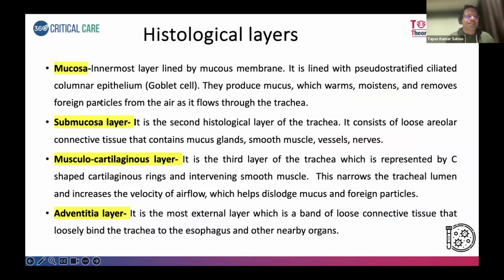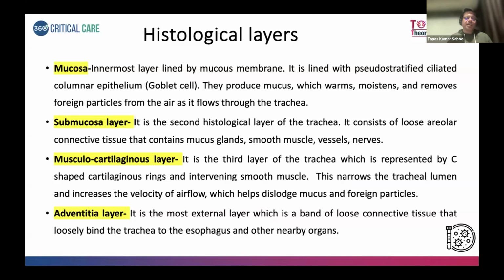The histologic layers I have already mentioned: the mucosa, the mucous membrane, which is pseudostratified ciliated columnar epithelium, with goblet cells producing mucus, which warms, moistens, and removes foreign particles from the air as it flows through the trachea. That is the first defense mechanism.